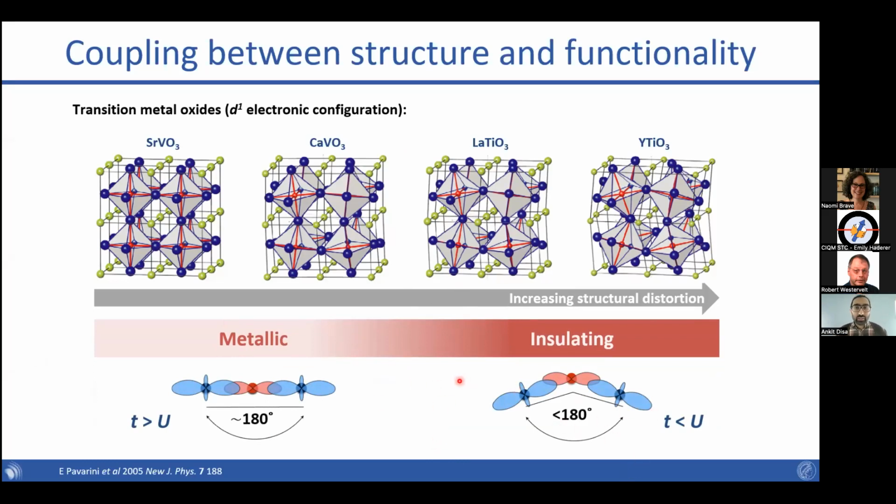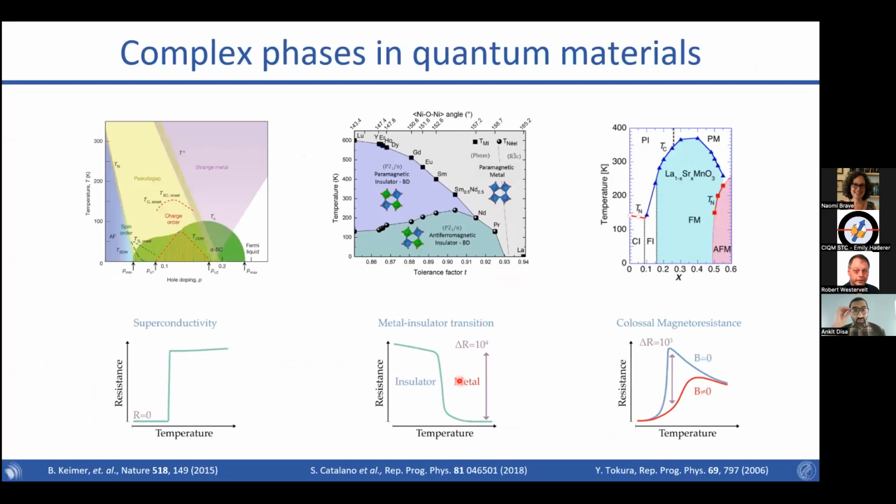You can think of it like that, right? And so this enormous sensitivity to external perturbation creates very rich and complex phase diagrams. And as I'm sure you all know, the phases and properties that you can find in these correlated materials are quite unique and can be potentially functionally useful.